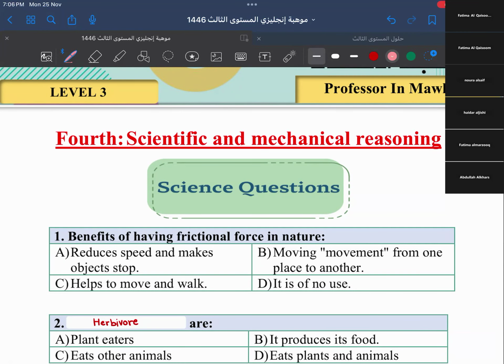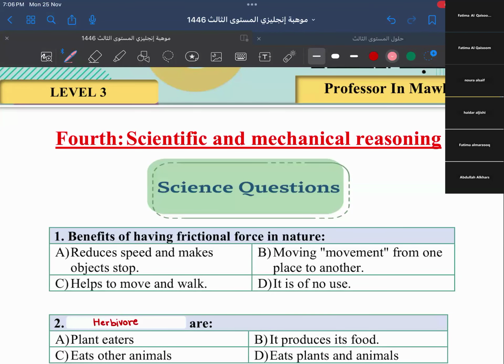So we're gonna see here basic principles. We're not gonna go much in depth. So let's see the first question: benefits of having frictional force in nature. Do you know what frictional force is?